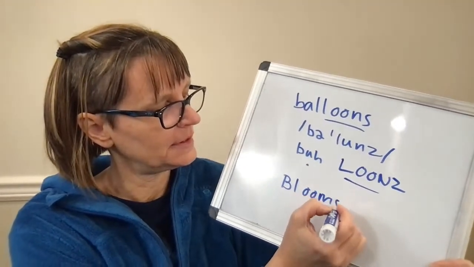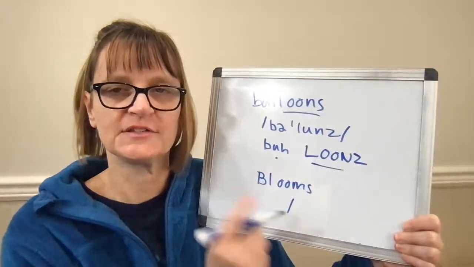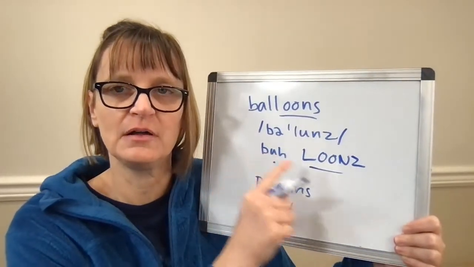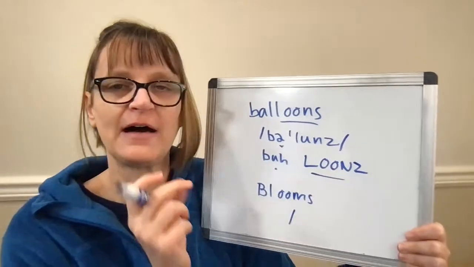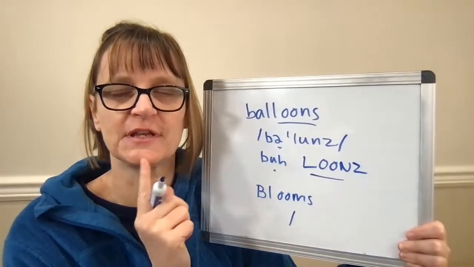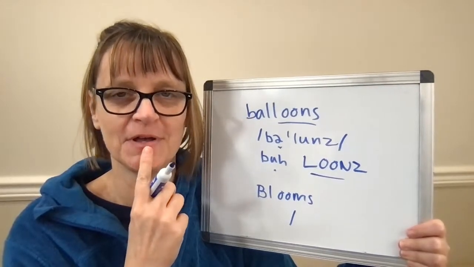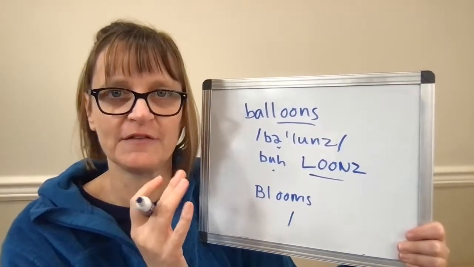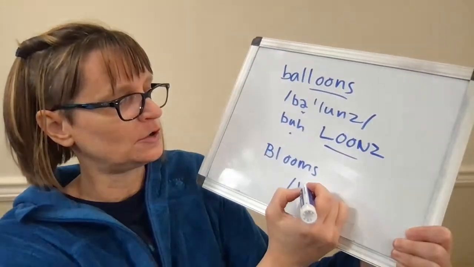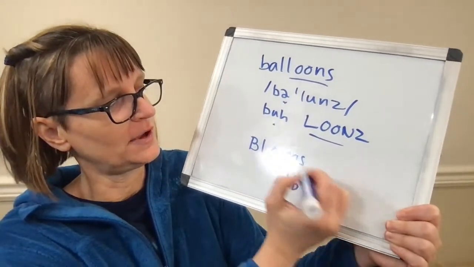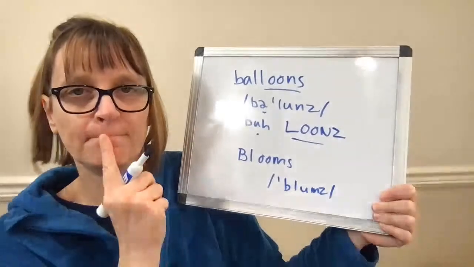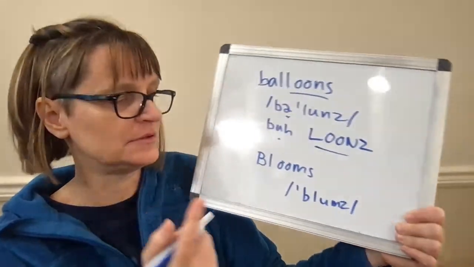And for blooms, the difference here is it's one syllable. You see how there's a vowel sound between the B and the L in balloons, versus in blooms, I need to go very quickly just from the B to the L sound. I don't want any vowel in there if I can help it. So we go right there. We also have the M sound versus the N in balloons.